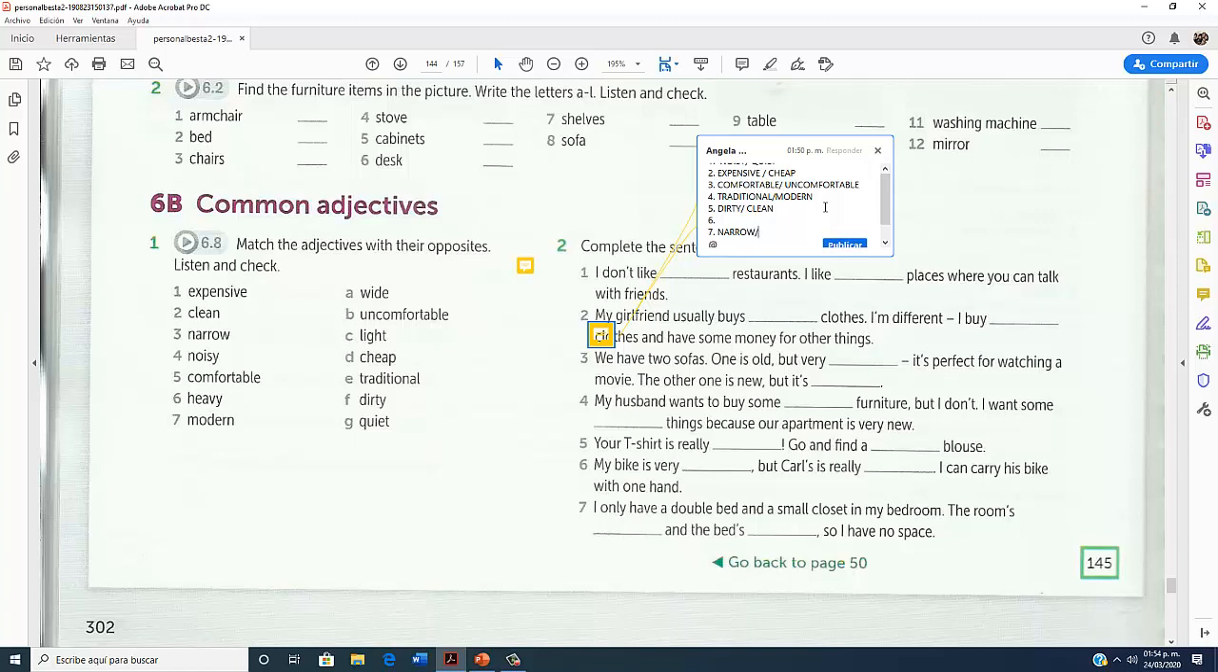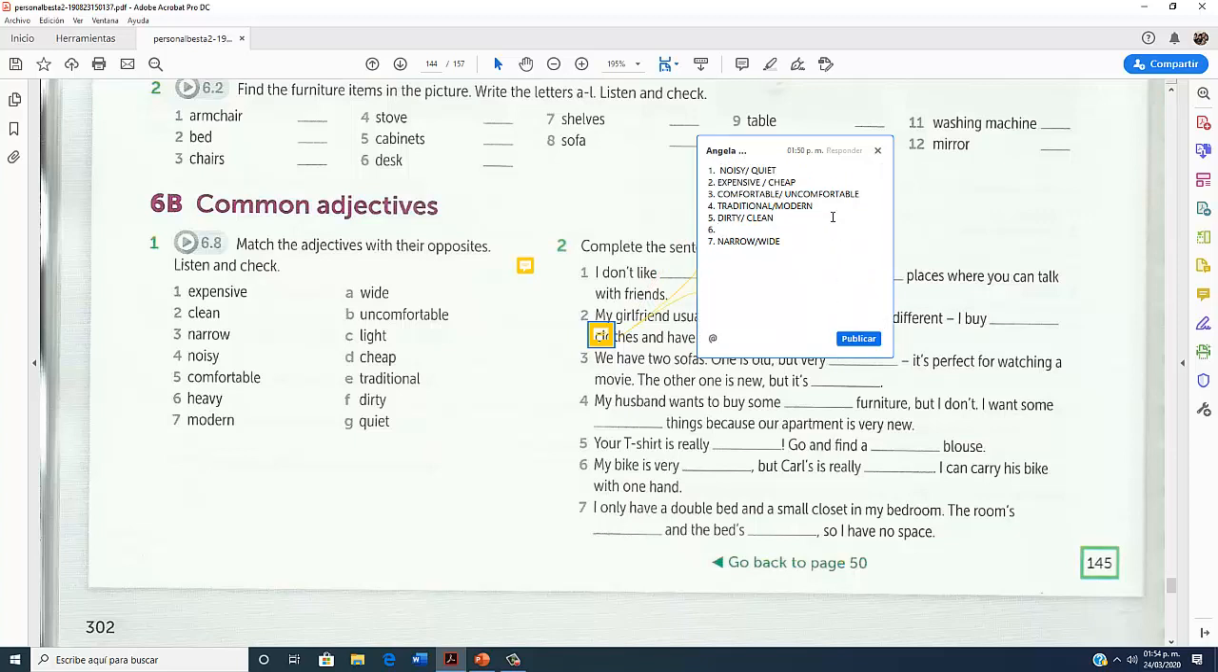And the bed's the opposite of narrow, and the bed is wide. So I have no space. Okay? So in number 6, the answer could be, oh, help me with this. I have no idea where it goes.